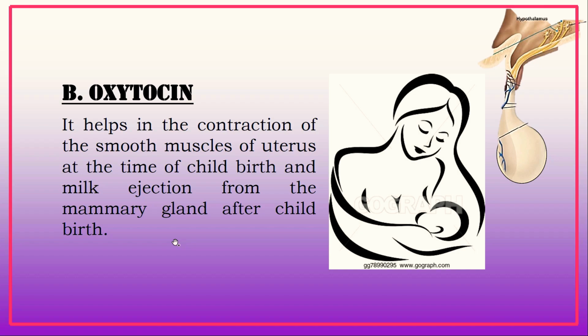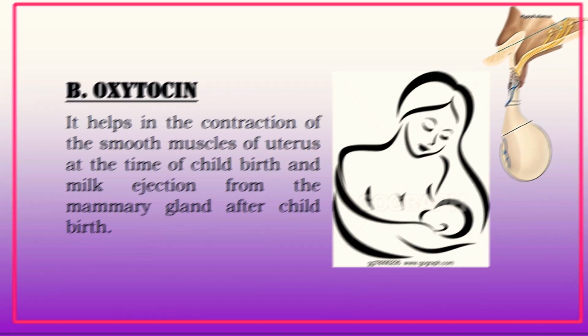Oxytocin helps in the contraction of the smooth muscles of the uterus at the time of childbirth and also helps in the ejection of the milk from the mammary glands.